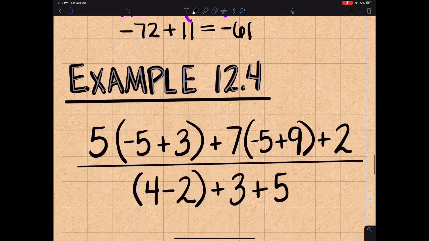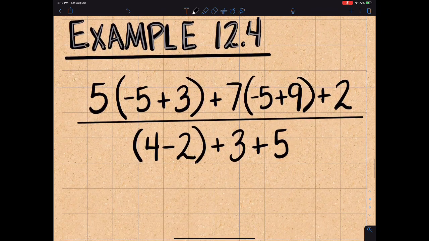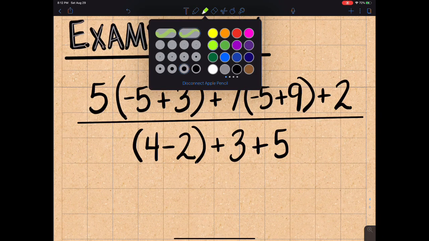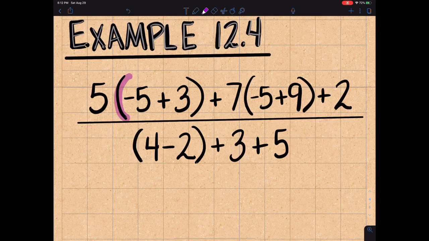All right, let's do example 12.4. Simplify this crazy expression, right? So it looks crazy, but this is what's cool about this. It is so cool because it's not that crazy. You can figure it out. Just do these first, do these first, do these first, okay?